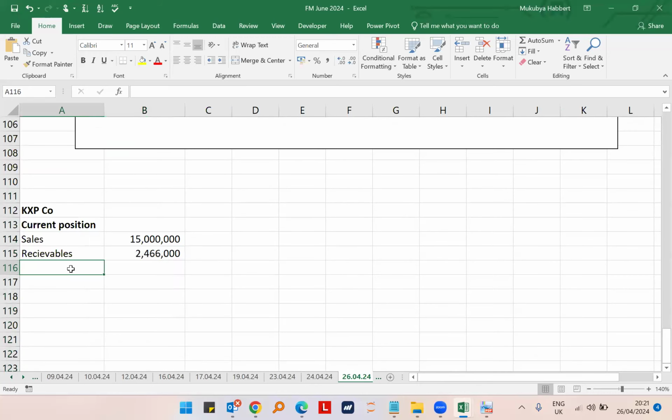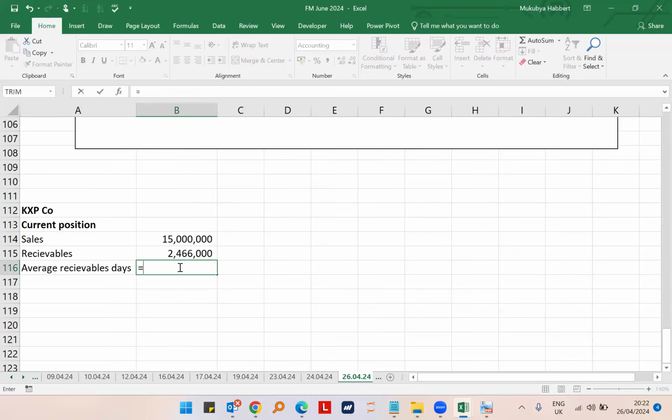So what's the average receivables days? Let's calculate days. Receivables days is receivables divided by credit sales, multiplied by 365. So on average, people are actually taking 60 days to pay.